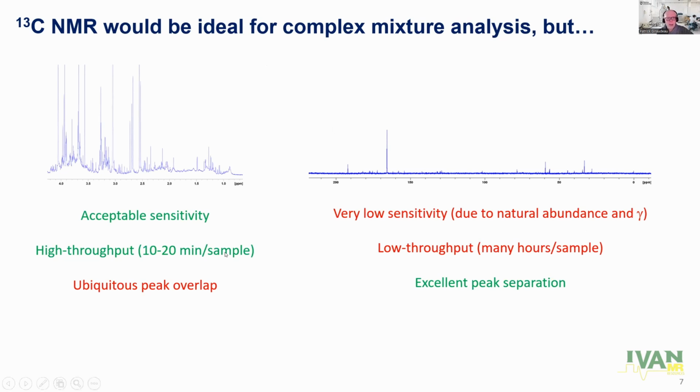Because as you know, proton NMR for complex mixture analysis is good because it's sensitive, it's high throughput, but it suffers from peak overlap. And on the other hand, you've got C13 NMR, which offers one of the best peak separations that one could expect. The problem is that C13 NMR is not sensitive at all, as you know, due to natural abundance and to the gamma of C13. And as a consequence, C13 NMR is a very low throughput technique. And basically, almost nobody is using C13 NMR for metabolomics and in general for complex mixture analysis of dilute samples.